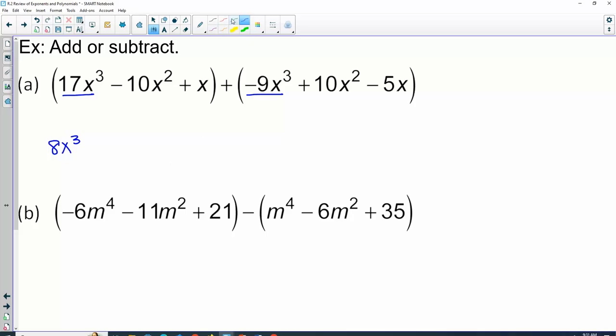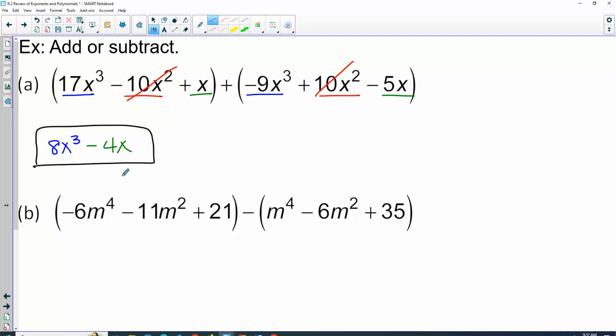Alright, then we look at our x squared. So negative 10x squared and a positive 10x squared. Those cancel out. Negative 10 plus 10 is 0, so we just drop it. 1x and negative 5x. And that's your final answer.